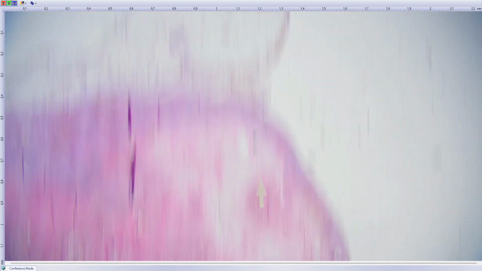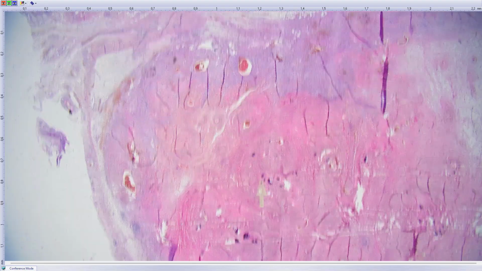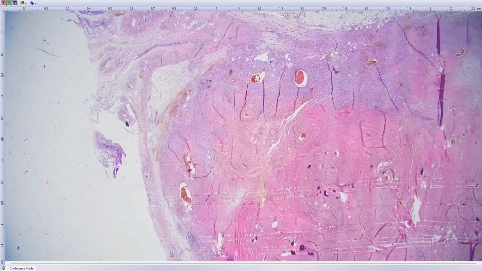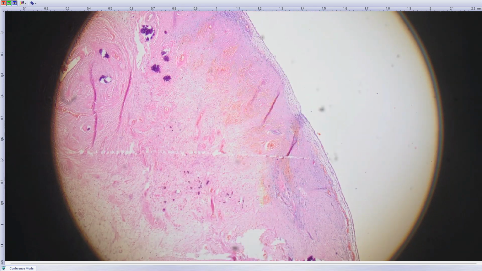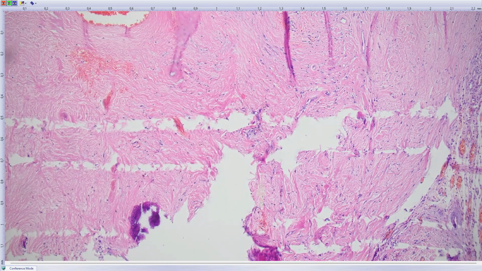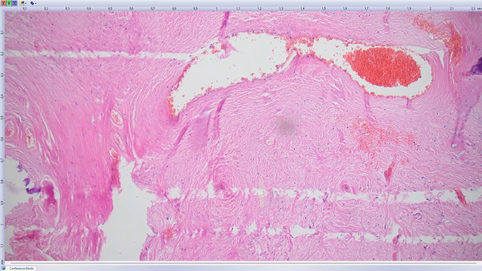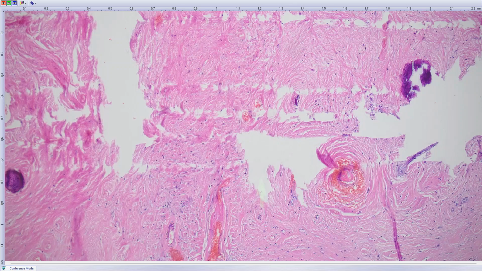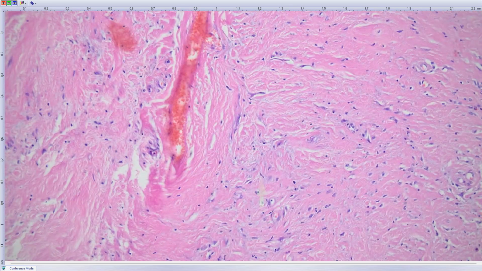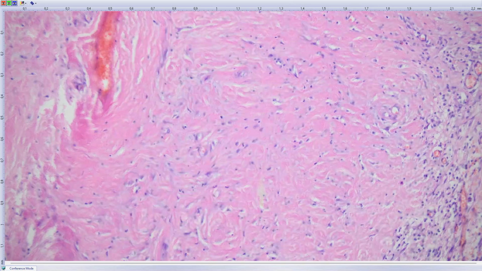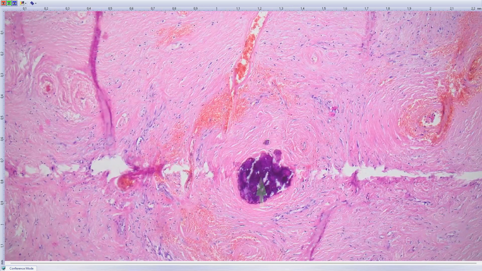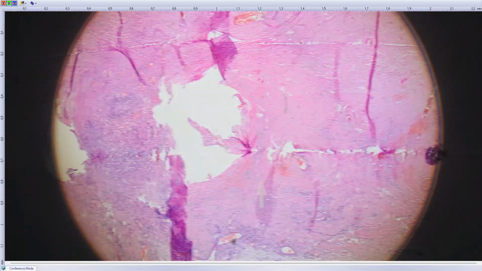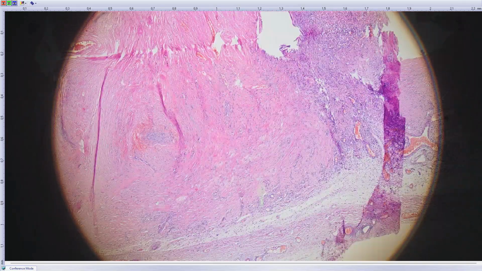And I'll start with scanning magnification. So you see this nodule with some calcifications already on low power. And if you look into the nodule on higher power, you see basically mostly fibrous tissue with some quite bland fibroblasts and some inflammatory cells. And then these very prominent calcifications again. Some vessels.